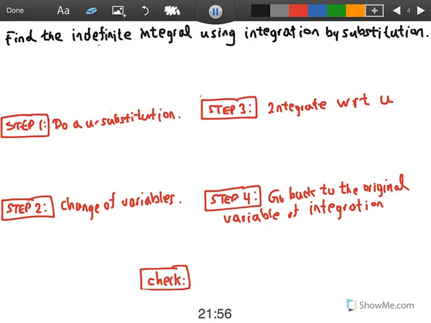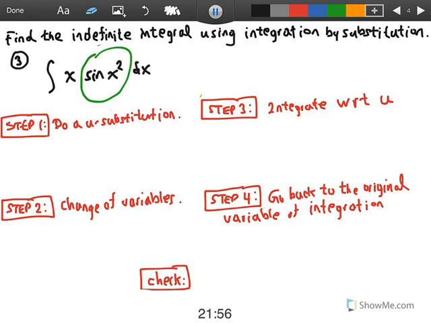Now we will take a look at our third example. And our third example is the indefinite integral of x times sine of x squared dx. And when you look at this, you should see that sine of x squared is a composition of two functions, where the inside function is x squared and the outside function is sine.